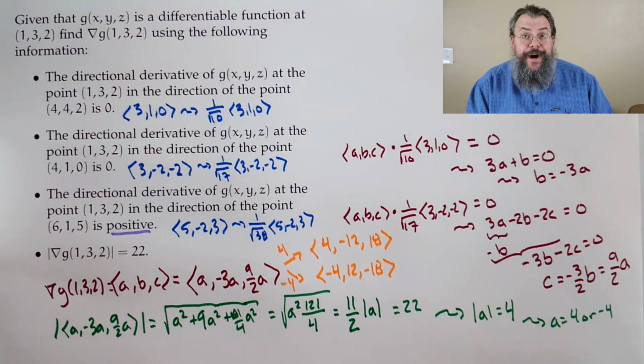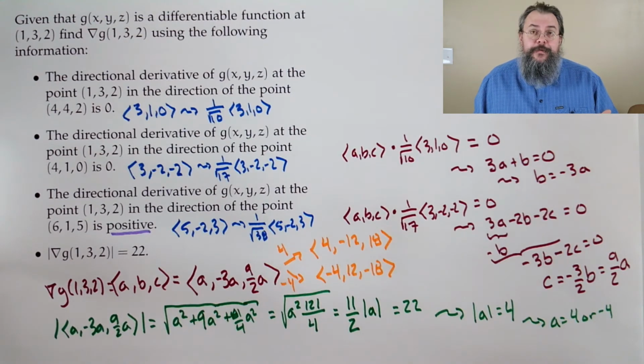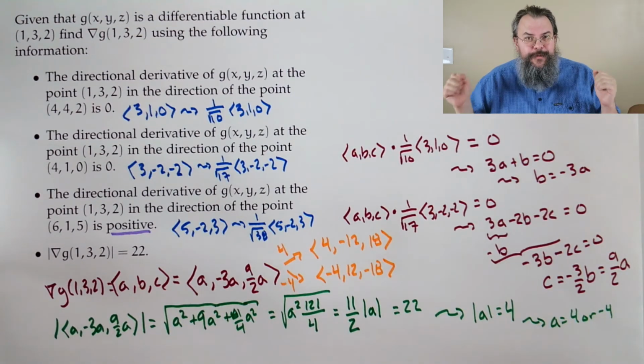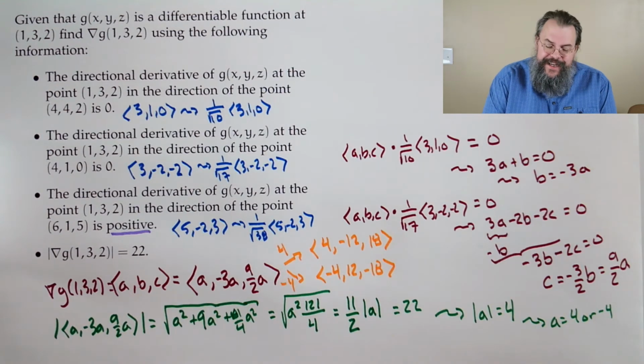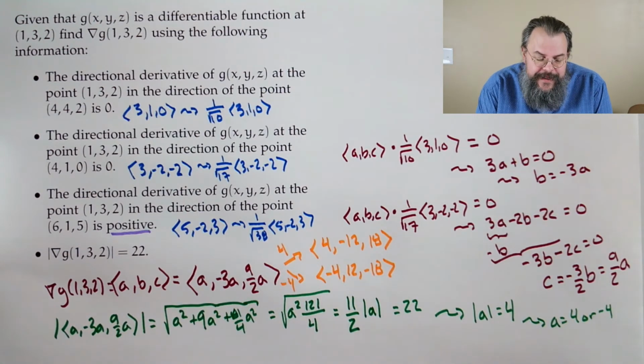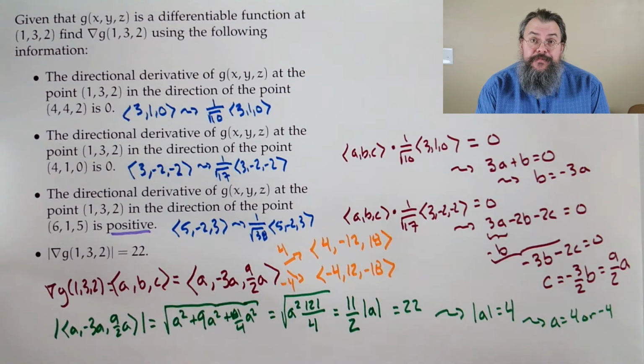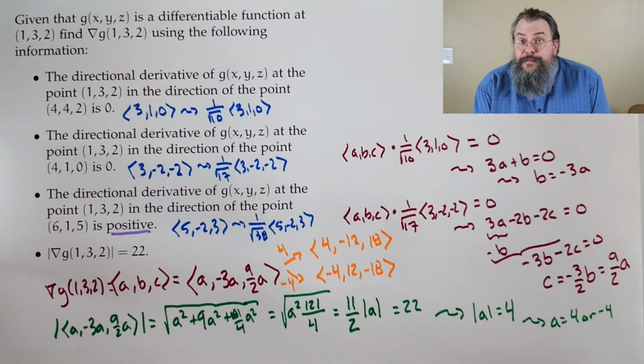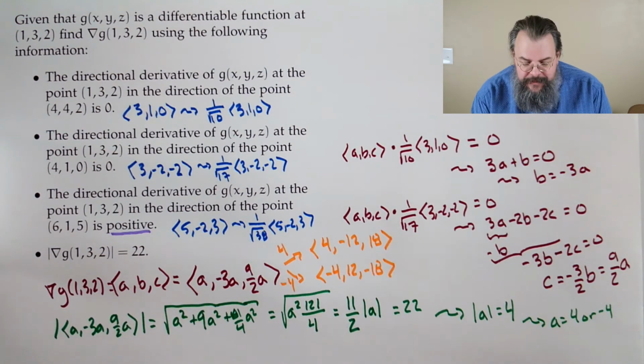Well, we're going to improve our odds. We want it to go from 50-50 to 100, right? We don't want to leave anything to chance. So now let's go back to our last bullet point. It said it's positive. We're like, what does that mean?